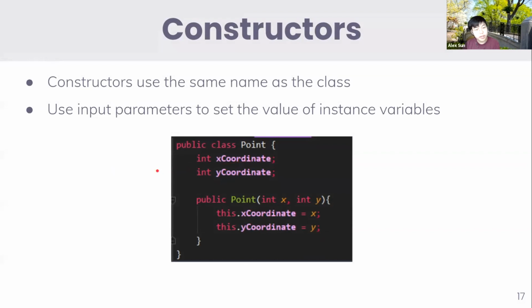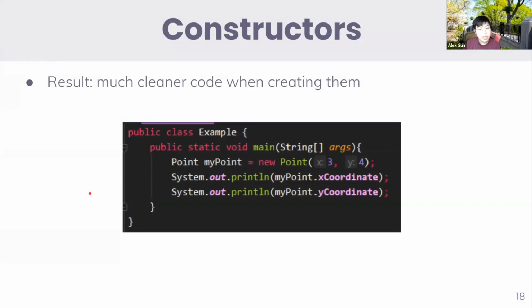Where are we going from here? Okay, yeah. So more of the same, right? They use the same name as the class, which I just said, and they use input parameters. All right. Cool. So now, look, it's one line of code, not 3 lines now. That's so much nicer, right?